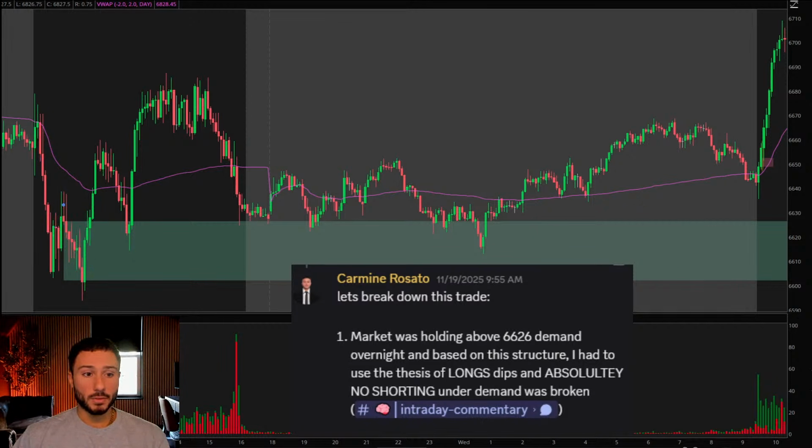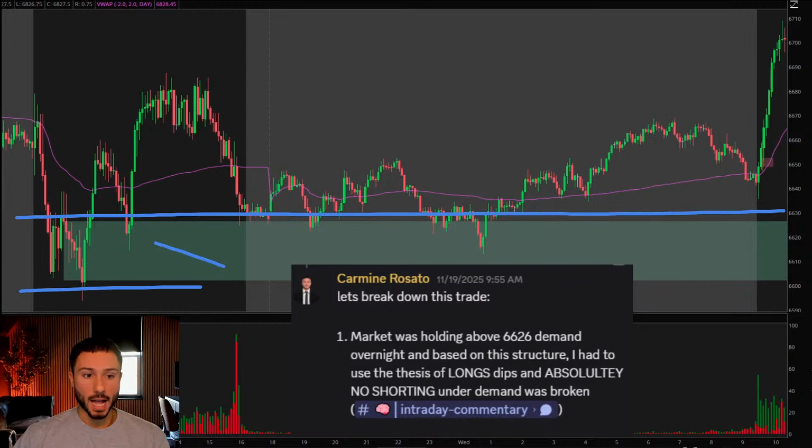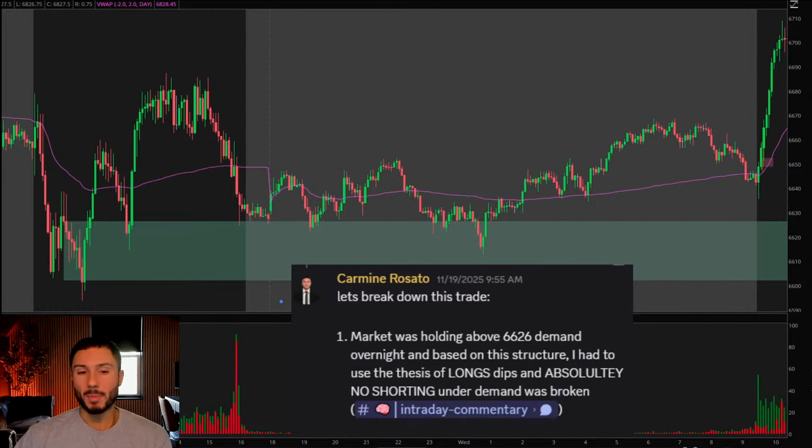So this just even validates that, all right, this is market structure demand right here. We bounced at it intraday, bounced at it overnight, bounced at it again overnight. So the concepts are just applied no matter the time frame. So on this day, the market was holding demand. And this is going to go back to point number one of the low volume node strategy.